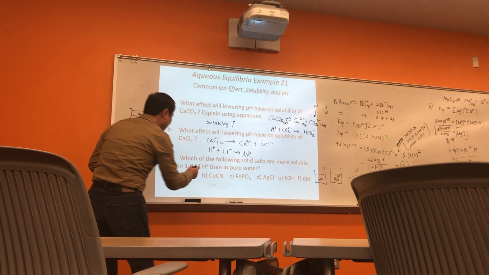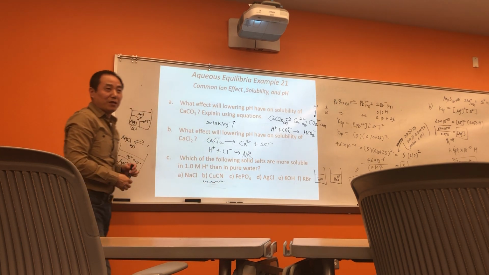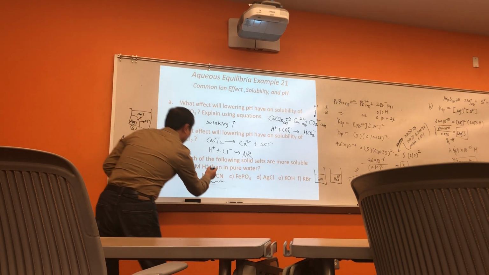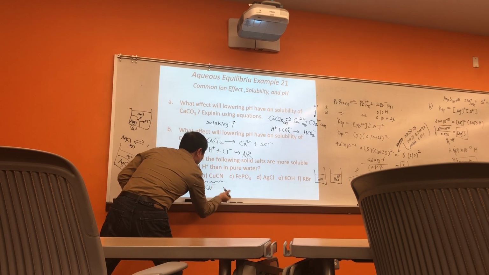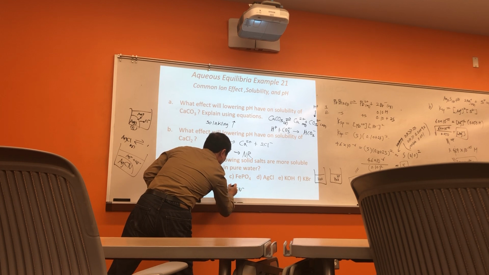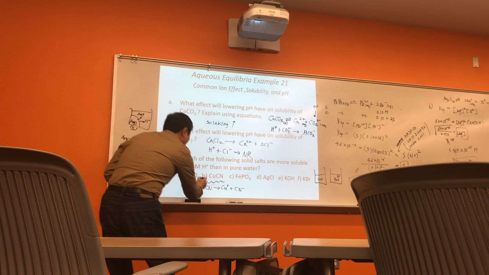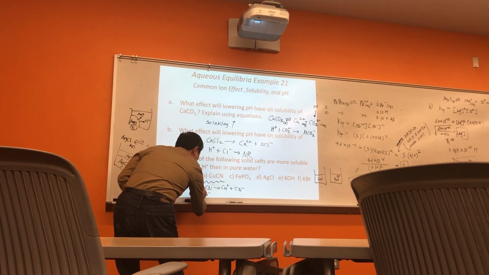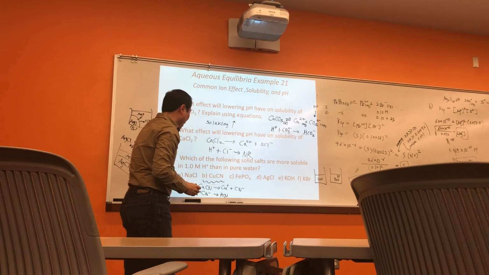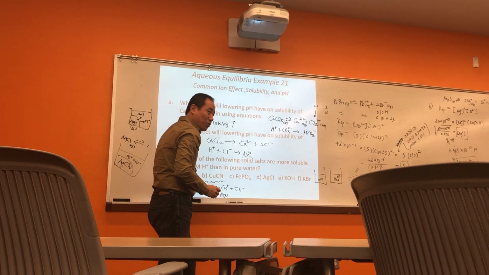B. B is right. Why? This guy will produce cyanide, and the cyanide will react if you add acid. This guy will react, become HCN. So adding acid will actually remove product. So you can shift that.